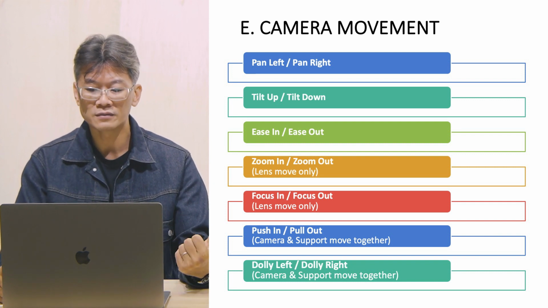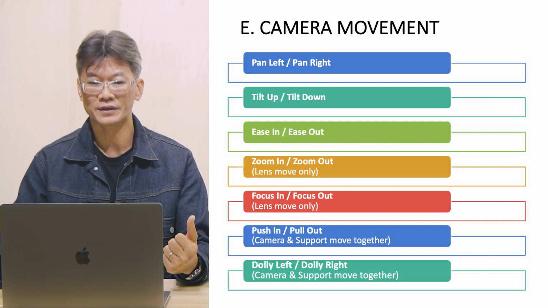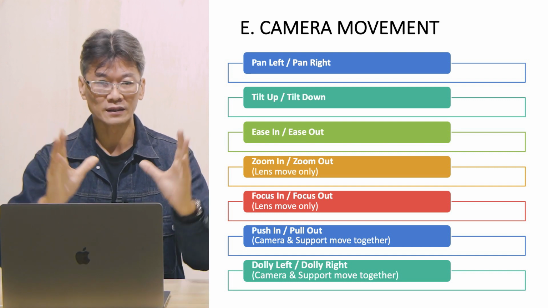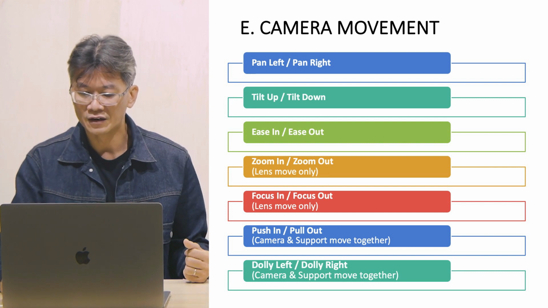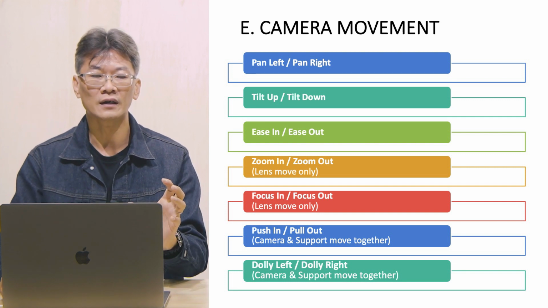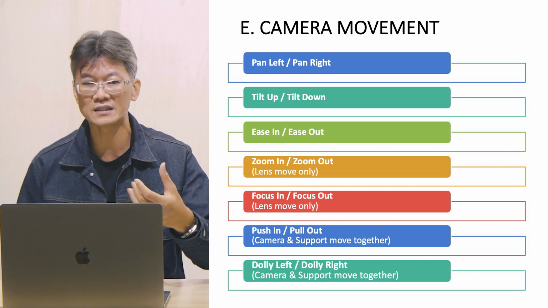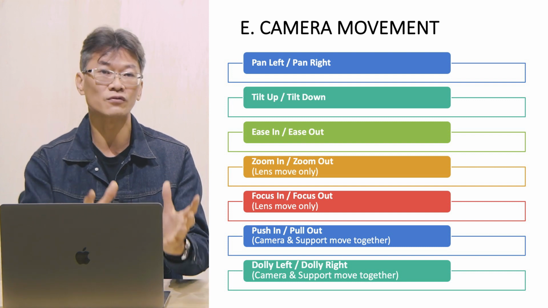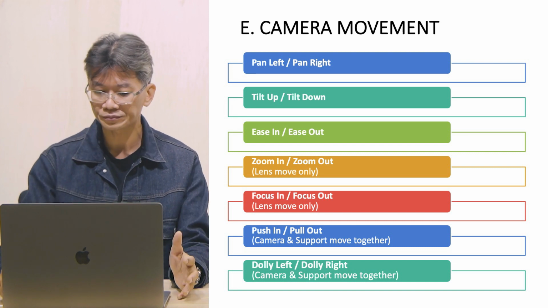Zoom in and zoom out, similarly, there is an ease in into the zoom and ease out into the zoom as well. Zooming in will be closer to the subject, zooming out will be widening. Focus in or focus out will be lens focusing, and on some cameras we are able to do manual focusing, and we can adjust the focus so that it is sharpened when it's focused in and it is blurred when it's focused out or out of focus.